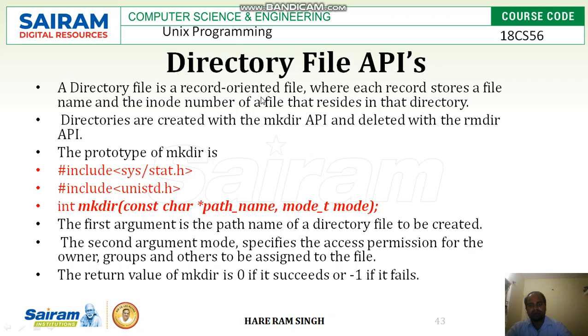A directory file is a record oriented file where each record stores a file name and the inode number of a file that resides in that directory. So what does a directory contain? It contains the name of the file and the inode number of the files which it stores. These are the things that will be stored in the directory.